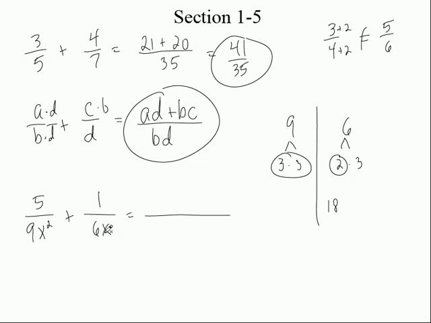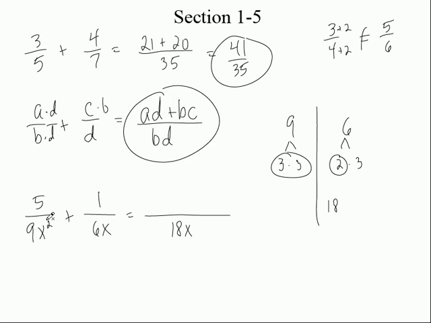Alright, anyway, so 9 and 6, what's the common denominator? 18. What about x squared and x? It's what's in common with both of them? Just the x, right? Okay, there's an x in both of them. There's not an x squared in both of them, is there? But there is one x in both of them, so it's 18x. That's my common denominator. You okay with that?